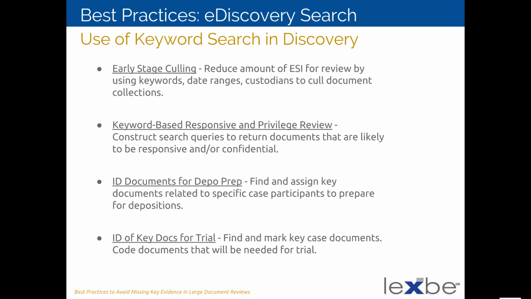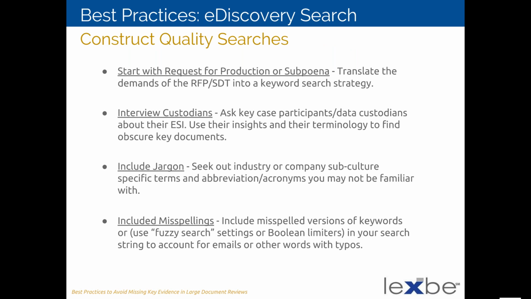So to do that, you'll want to start with your request for production, your discovery that's been propounded to you, or your subpoena. So you get your RFP or your subpoena duces tecum, and you'll put that into some type of keyword strategy. So you may take the date ranges that they ask for in the subpoena as your first part of your early stage cull, and they'll also have specific terms that they will list out in your RFPs that you can go ahead and put into your review platform.